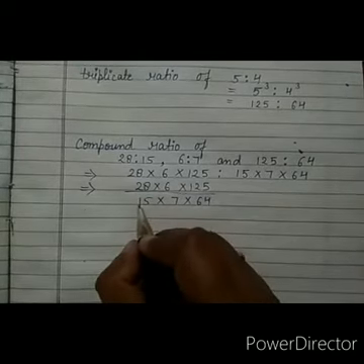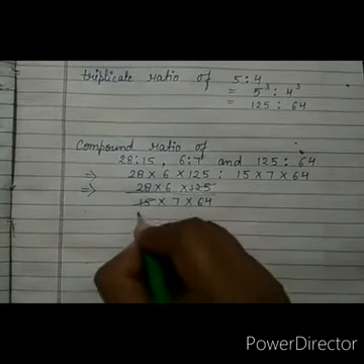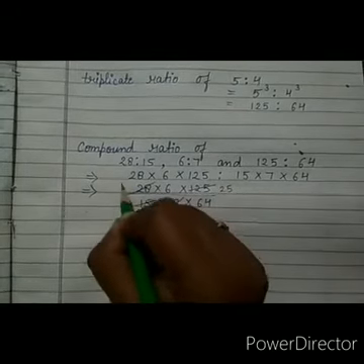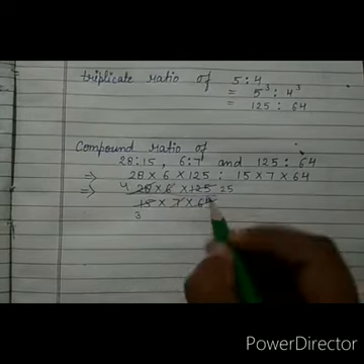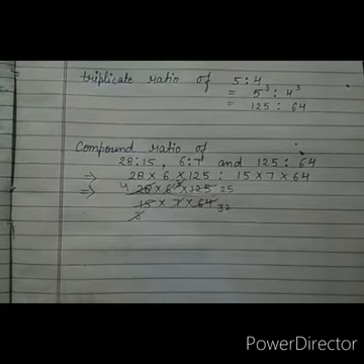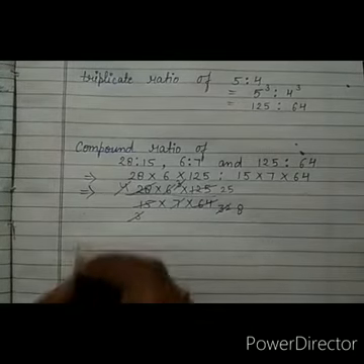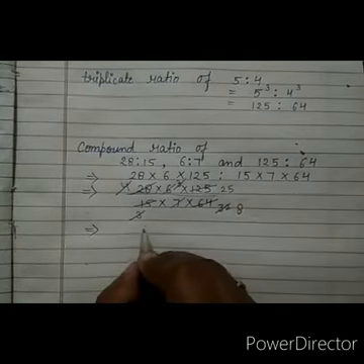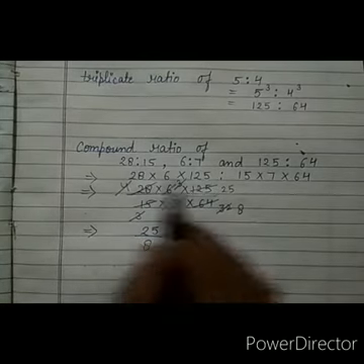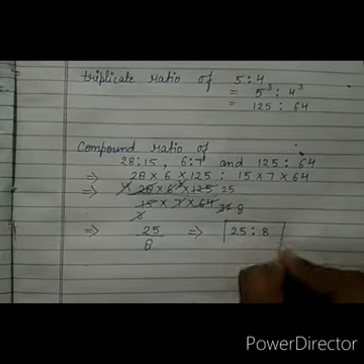Now when we solve it, 3 times, 25 times, 4 times, 3 times and 32 times cancel each other, leaving 8. Means after solving this we have 25 upon 8, which means the compound ratio of all the ratios is 25 is to 8. So this is our final answer.